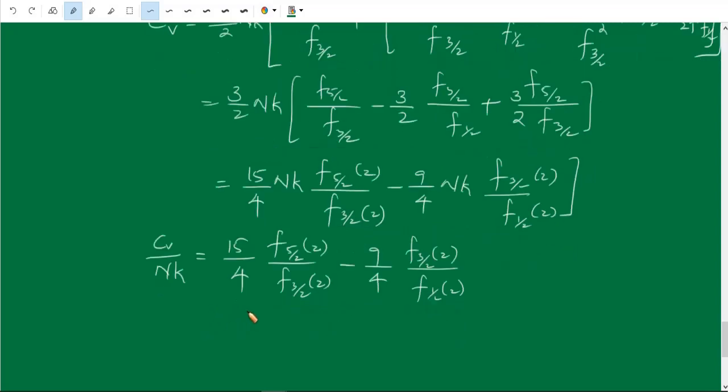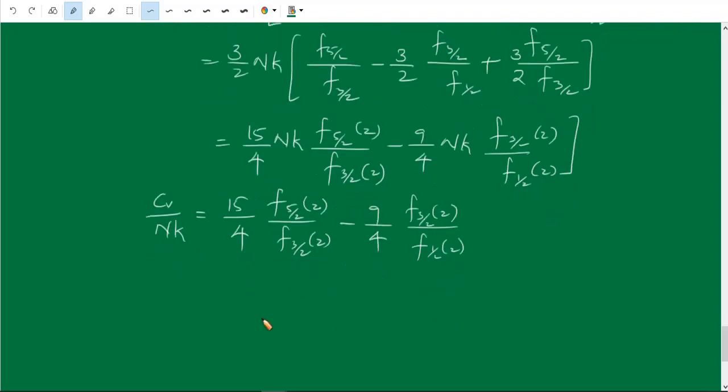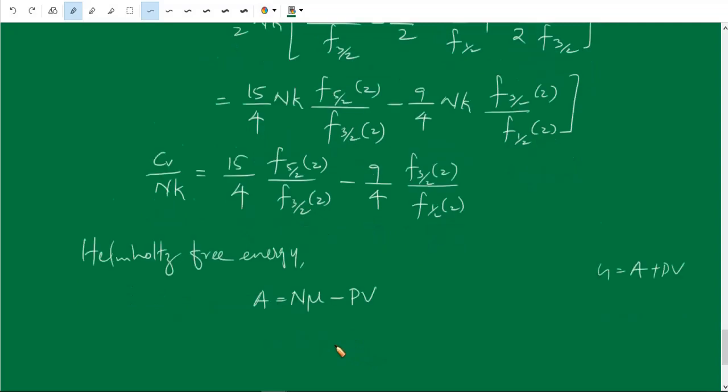So we have found PV by KT, then number of particles, then internal energy and specific heat. Next is Helmholtz free energy. Helmholtz free energy A is equal to, what is A? The relation is G is equal to A plus PV. So A is equal to G minus PV. G is N times mu. Okay, so we know what is mu.